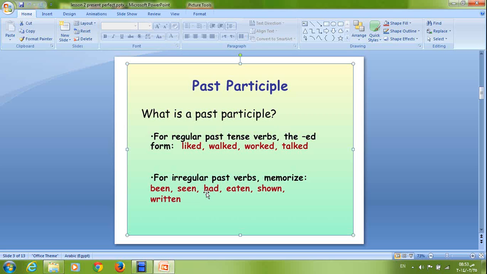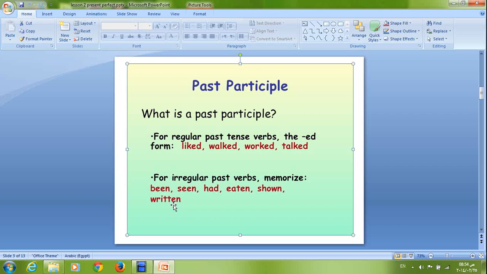Had. Verb have. Has in the present, it will be had in the past participle. Eaten, eat, ate in the past simple, eaten in the past participle. Shown is the past participle of show, to show something. Written is the past participle of write. Write in the present, wrote in the past simple, written in the past participle.